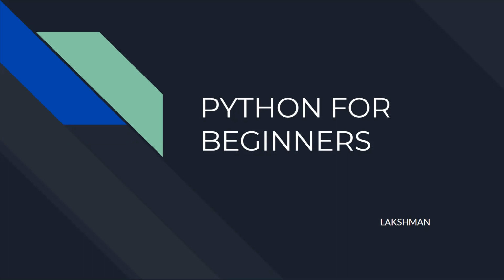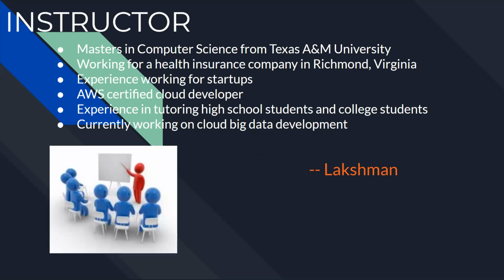Yeah, let's get started. Talking about myself, I'm a computer software engineer. I have a master's degree in computer science from Texas A&M University. I think most of you should know Texas A&M, right? The Aggies. I work for a health insurance company in Richmond, Virginia. I'm currently living in Virginia, and I have worked for a couple of startups, and I'm an AWS certified developer too, and I have experience tutoring high school students and college students. I'm currently working on big data development.